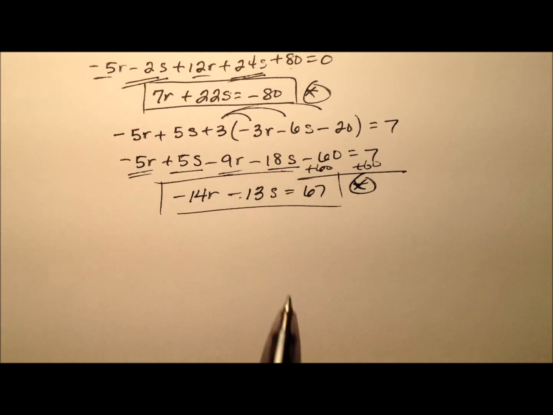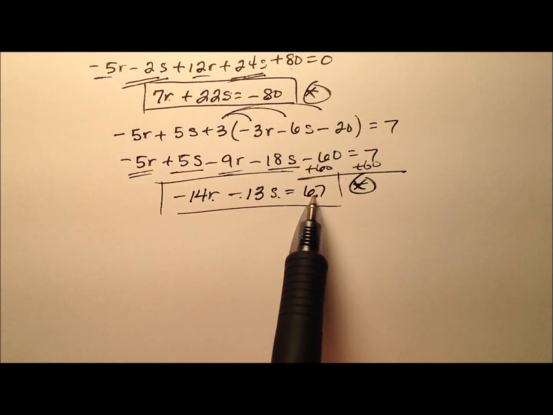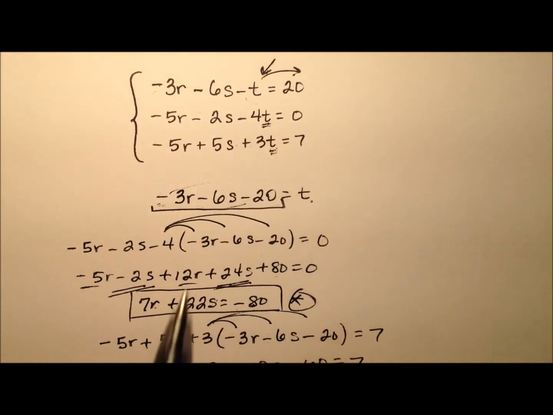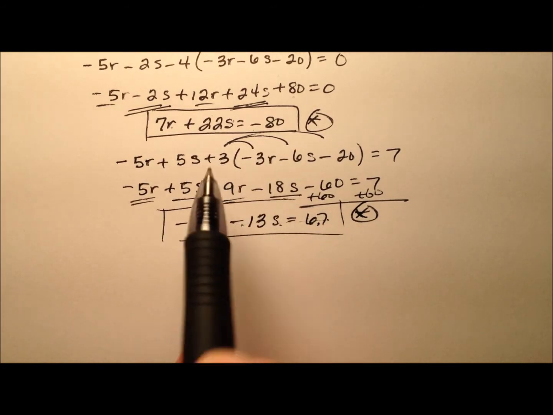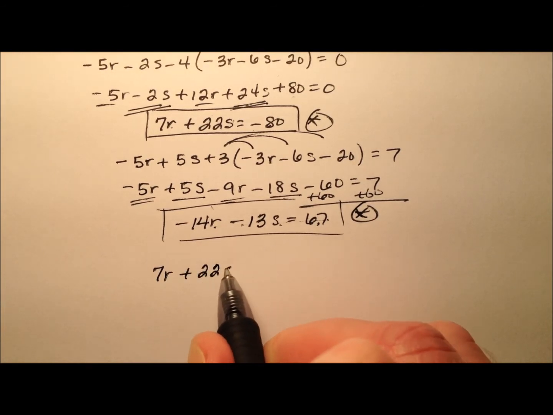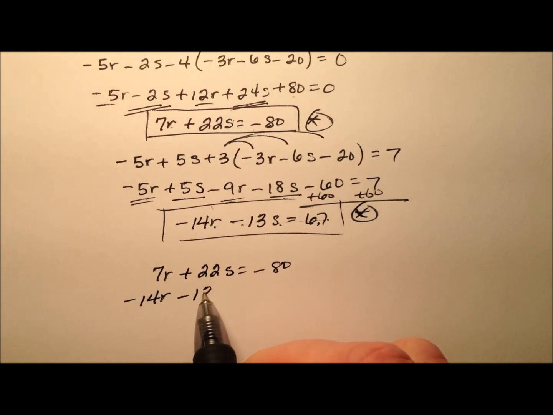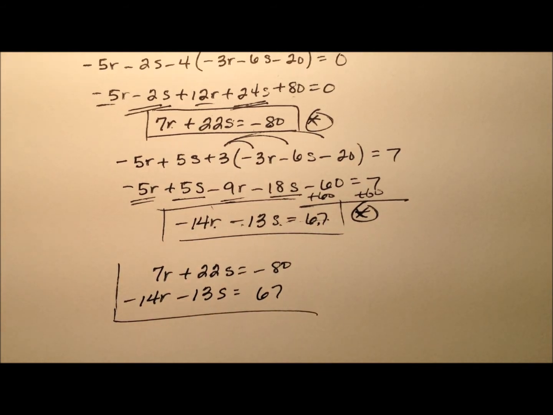So what it looks like I have here is an equation with an r and an s and a constant, and an r and an s and a constant. So I started with the system of equations, three equations with three variables, and I've whittled that down to a system with two equations and two variables. Let's stack these. 7r plus 22s equals negative 80. And the second is negative 14r minus 13s equals 67. At this point, probably elimination is your best bet because all of these variables have coefficients other than 1 or negative 1.